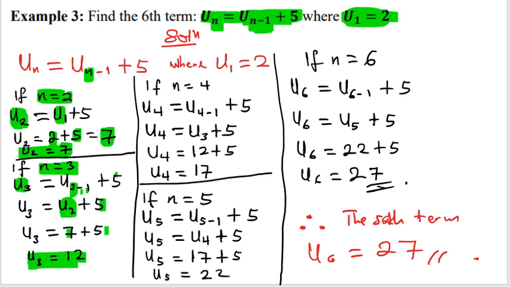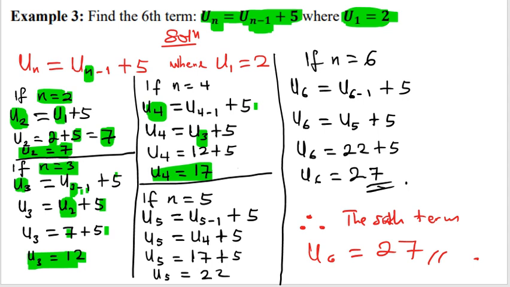Now I know u3, so we can also find n is equal to 4, which is u4. u4 means put 4 here. 4 minus 1 plus 5. Then 4 minus 1 is 3, so u3 plus 5. But we know that u3 is 12. So 12 plus 5, that gives us u4, which is 17.